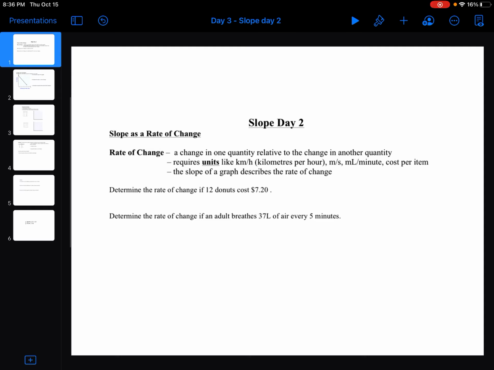So we always have to have units, something like kilometers per hour, meters per second, things like that, dollars per month. The slope of a graph describes that rate of change. It's showing the relationship graphically. It's giving you a visual representation.